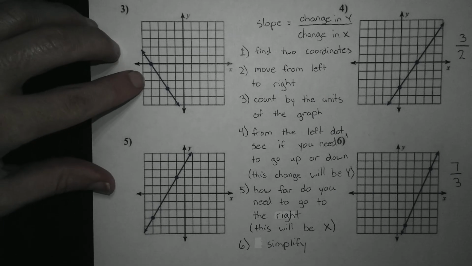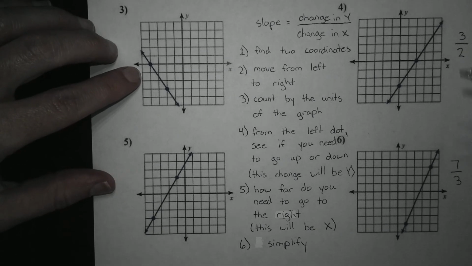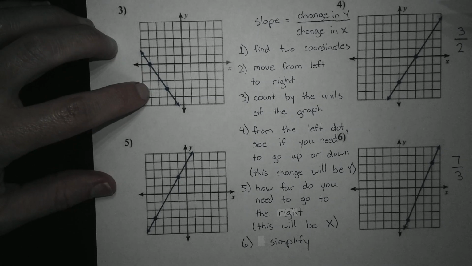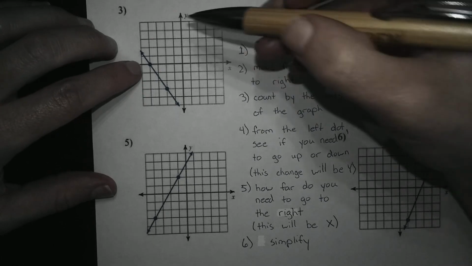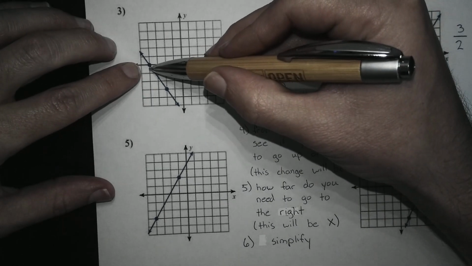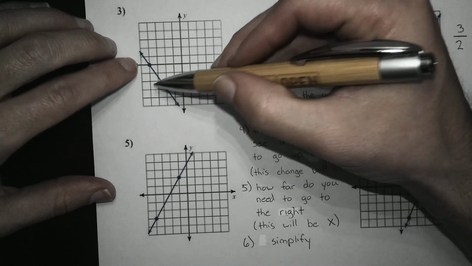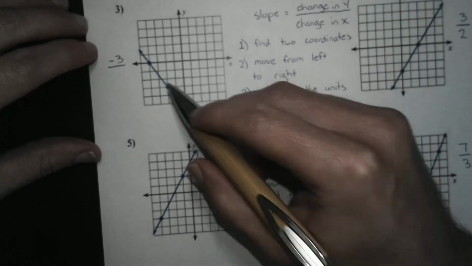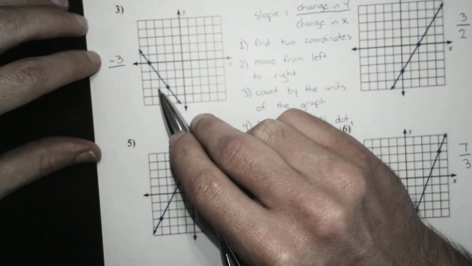I'm going to move over to this one now. And this time, starting at the left, I need to move down. And anytime we move down, that is going to make our slope negative. So we are still going to count, but know that it's 1, 2, 3 down. So it is a negative 3 as my change in y. And I went over 1, 2.